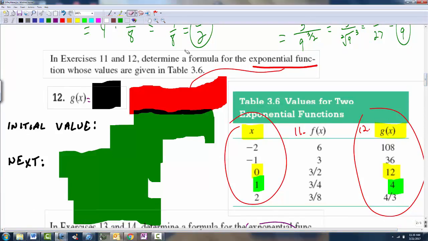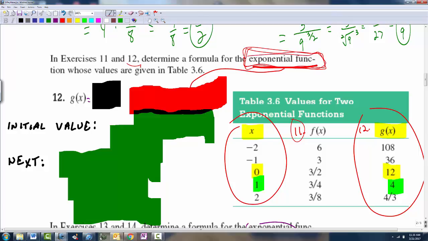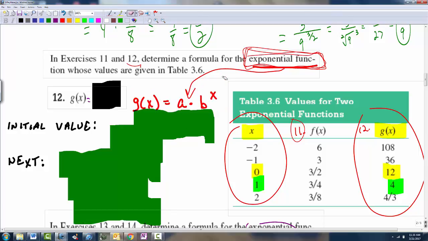In exercises 11 and 12, I assigned 11 for you. I'm doing 12 for you. Determine the formula for the exponential function. Wait a minute, it's exponential, so instantaneously you yank this formula out. Since it's exponential, it must follow the a times b raised to the x format. All right, now let's look at 11 and 12 together.